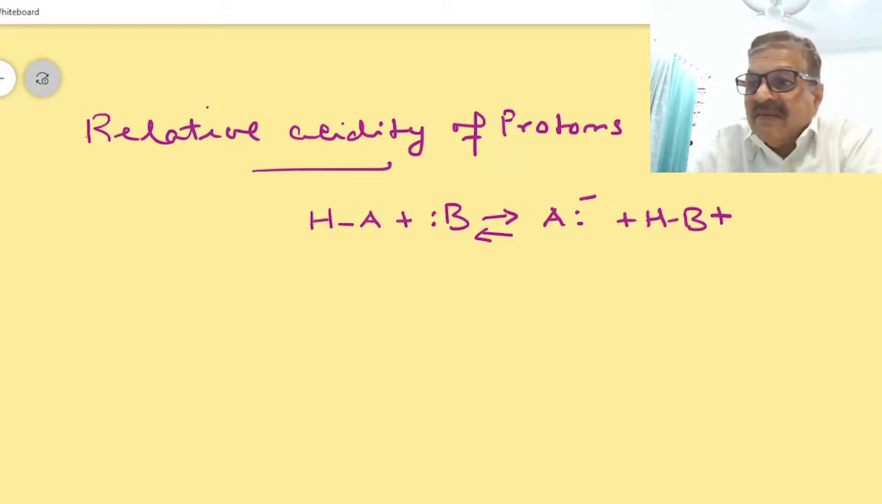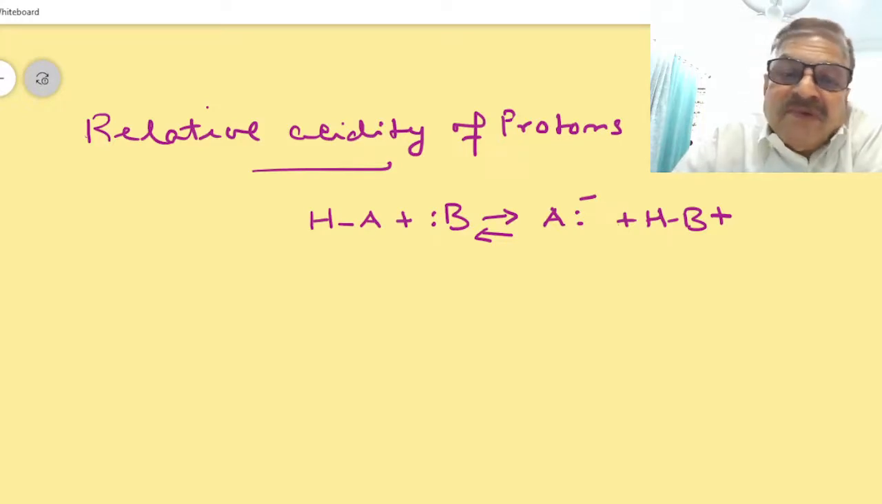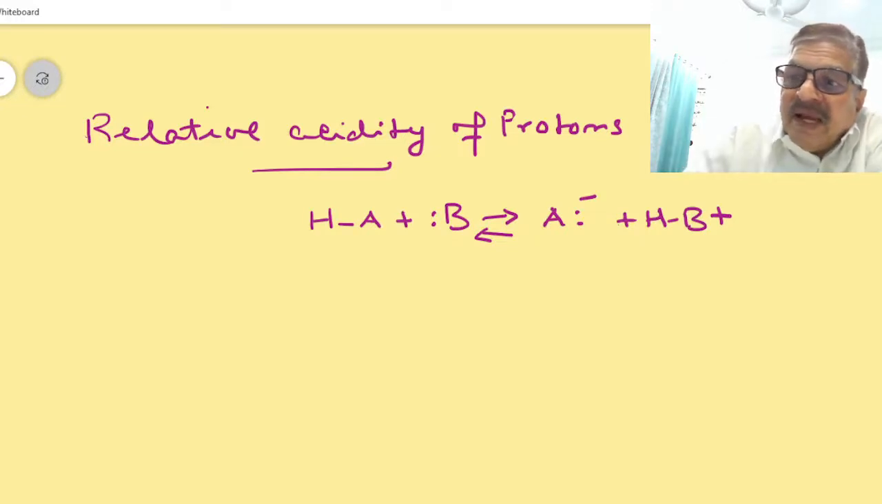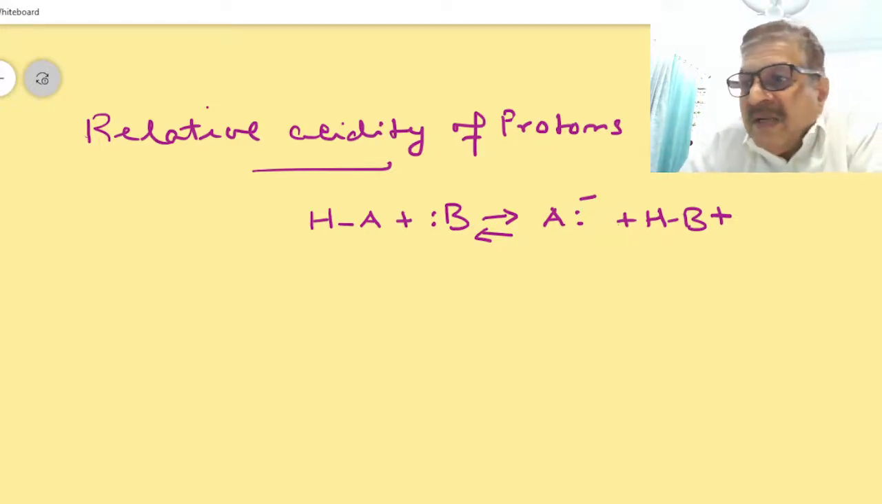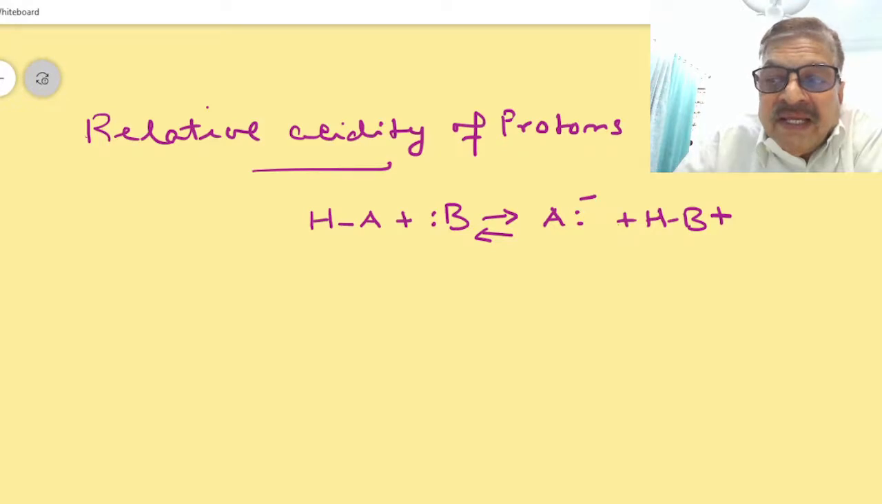Now, the structural differences between molecules can profoundly affect the acidity of the protons. We have seen that one of the most important factors determining the acidity of HA is the position of A in the periodic table. Correct? That is, the identity of the element is the most important thing here. When we look across a row of the periodic table, the acidity of HA increases as the electronegativity of the element A increases.